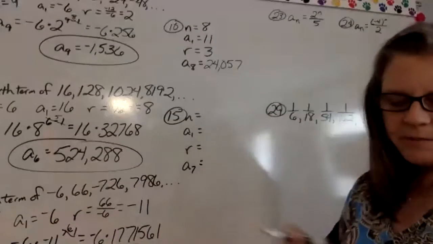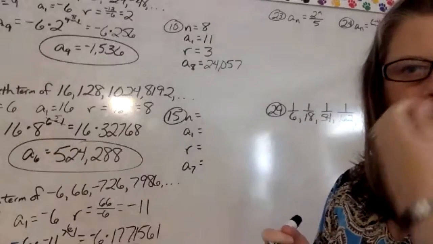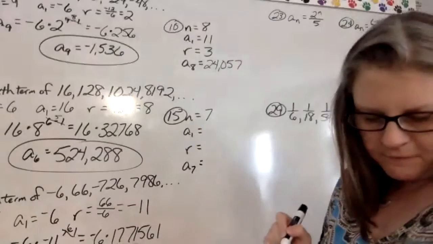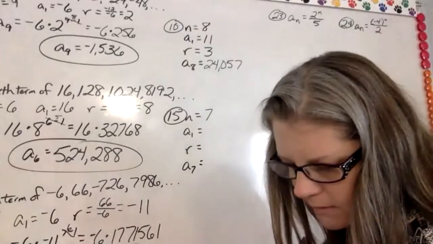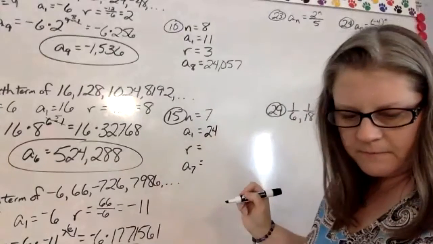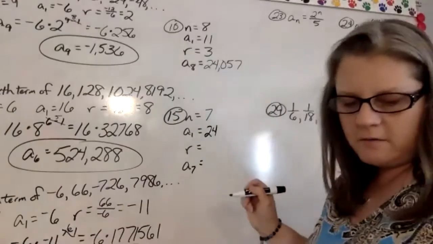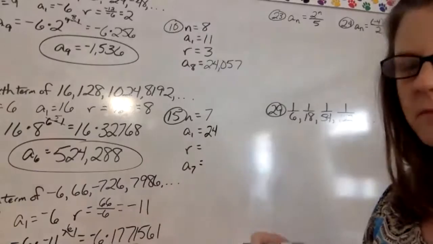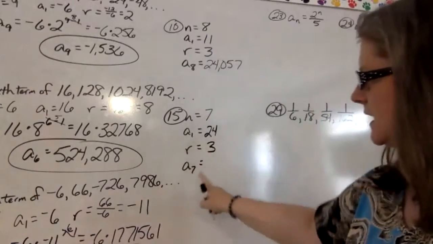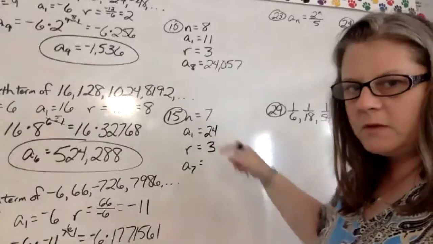All right, number 15, same concept. What term were you looking for? The 7th term, so N is equal to 7. The first term that was given to you in the sequence is 24. Your common ratio, if I take the second term divided by the first term, was 3. And then I plug these in. I'm going to have a big number again because I've got something that's going to be multiplied by 24.